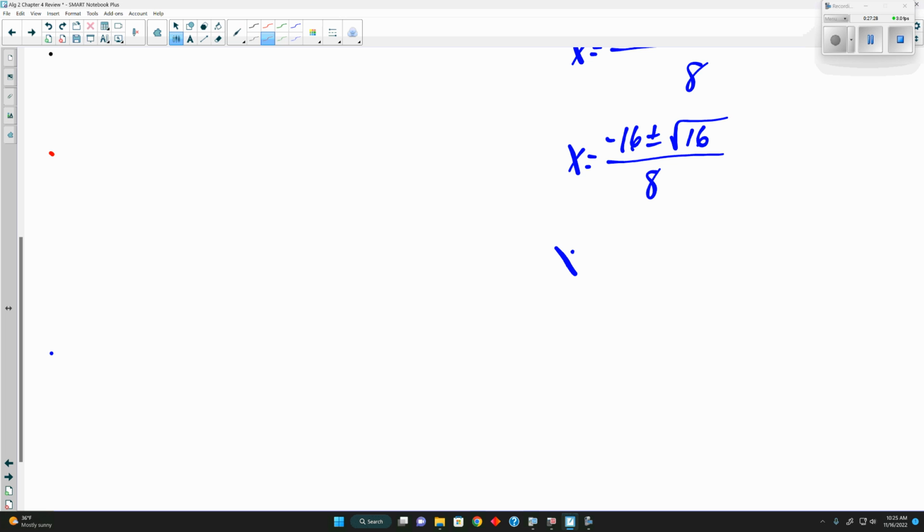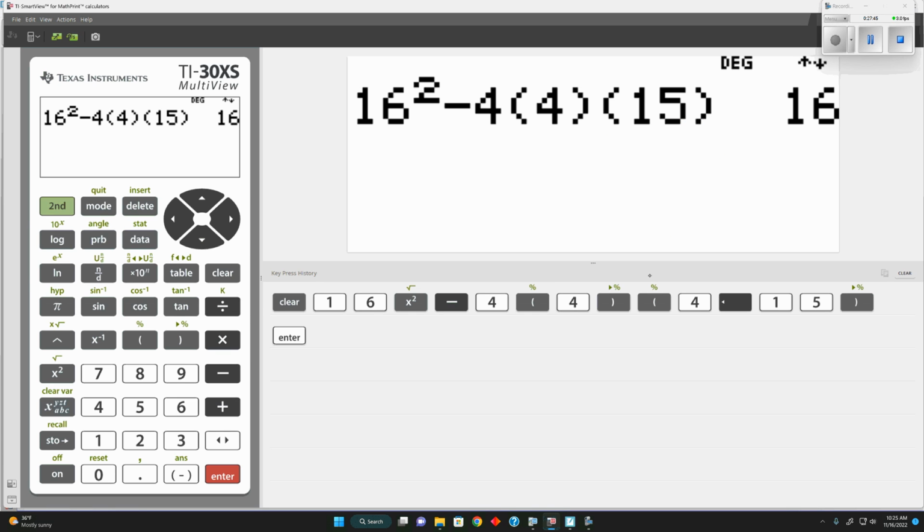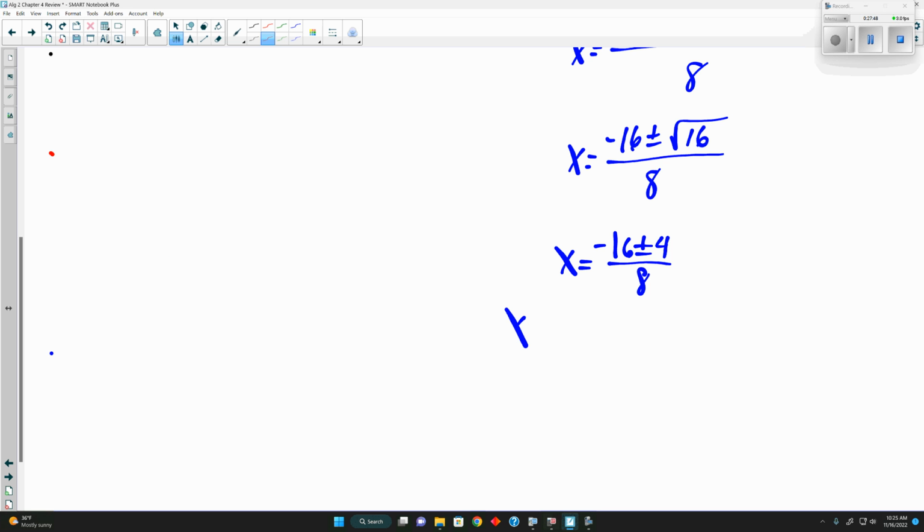Well, we can take the square root of 16, yes? Square root of 16 is 4. Can we add negative 16 and 4 together? Can we subtract them? Yeah. So we'll need to simplify this here, because really what this is saying is that x is equal to negative 16 plus 4 over 8, and x is equal to negative 16 minus 4 over 8. So we have these two here.